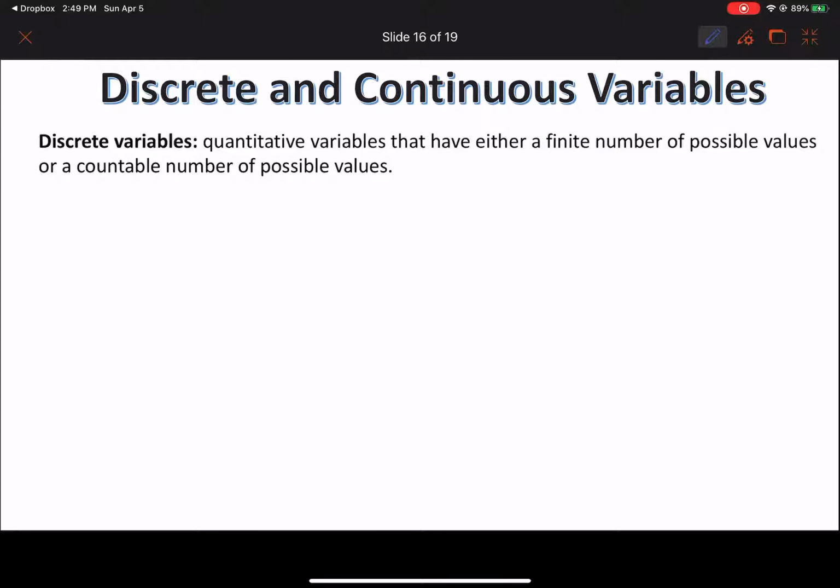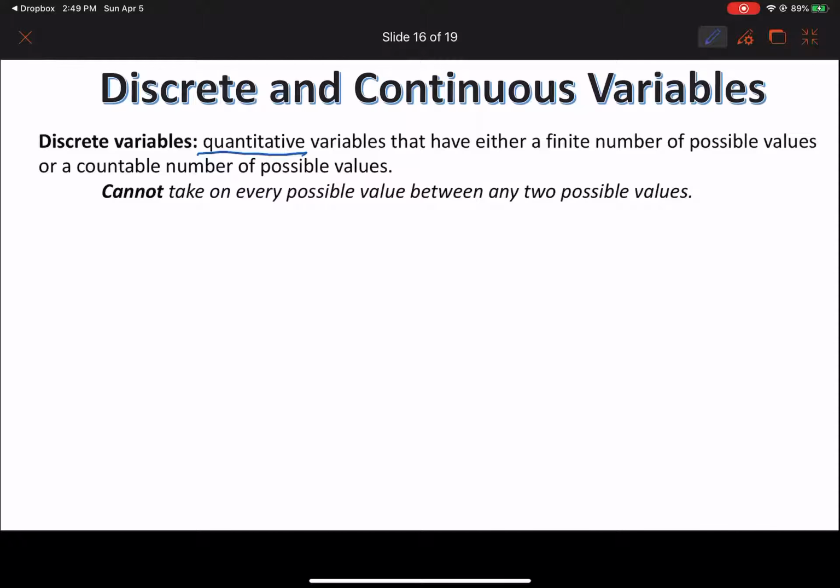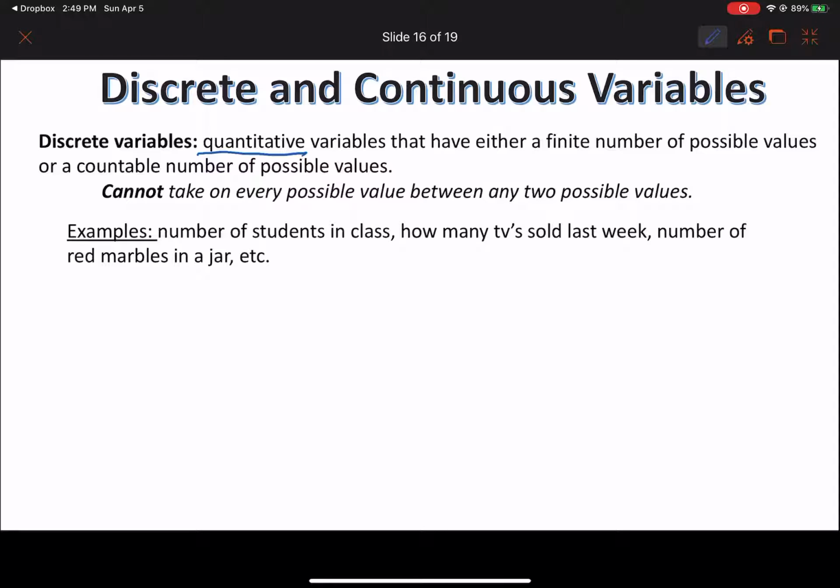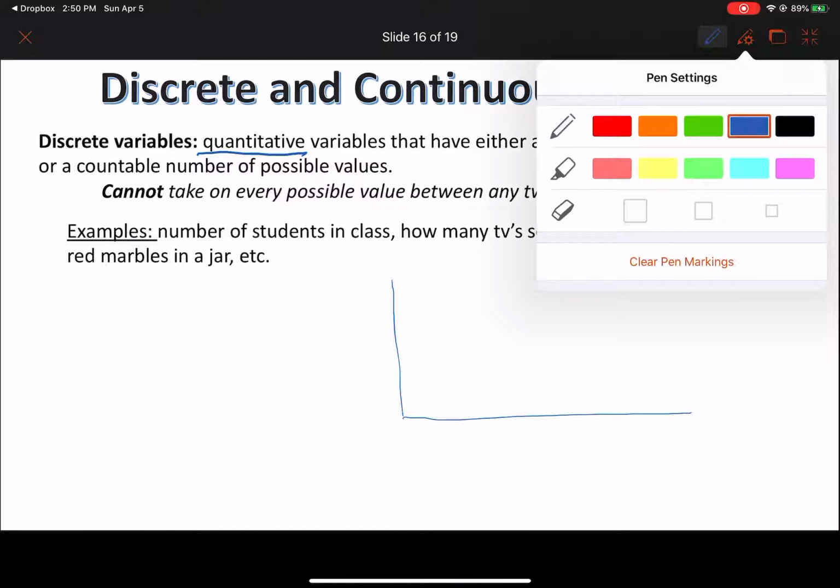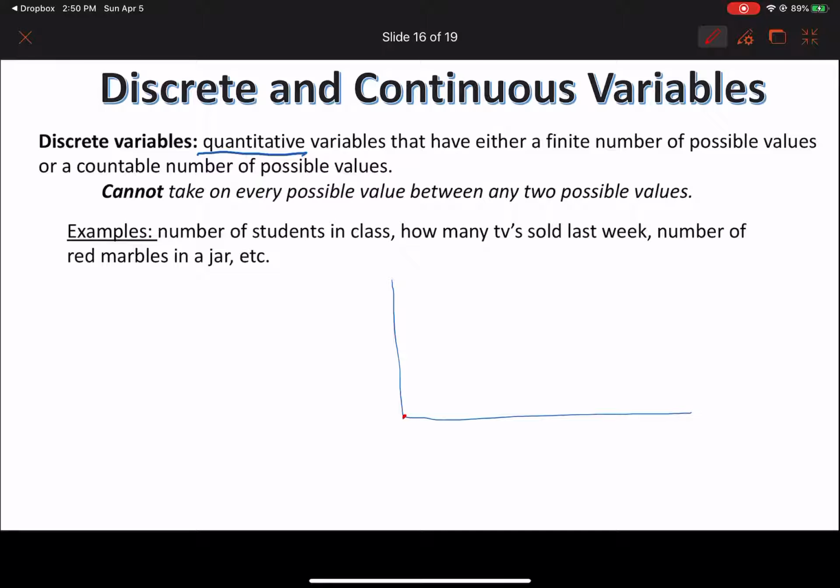Okay, so discrete, and we are almost done with this. Discrete and continuous variables. Discrete variables are quantitative variables that have either a finite number of possible values or a countable number of possible values. They can't take on every possible value between any two possible values. For example, number of students in class, how many TVs sold in a week, number of red marbles in a jar. If I were to plot these on a graph, it would be dots, because every value in between isn't possible.